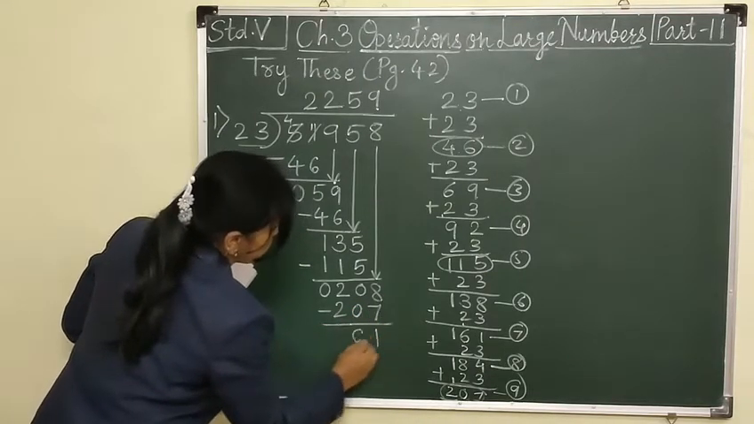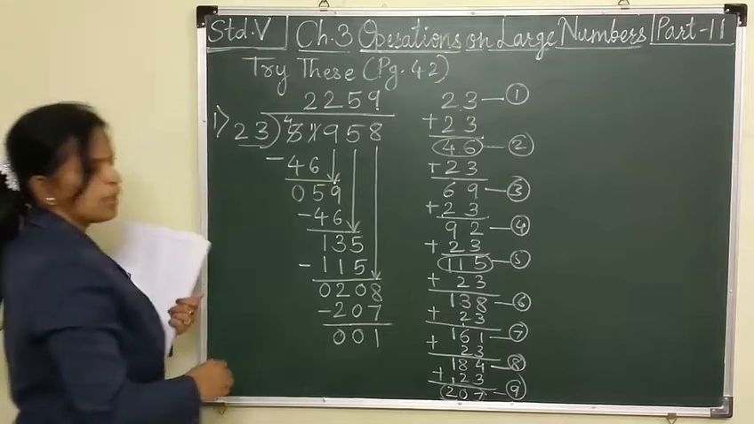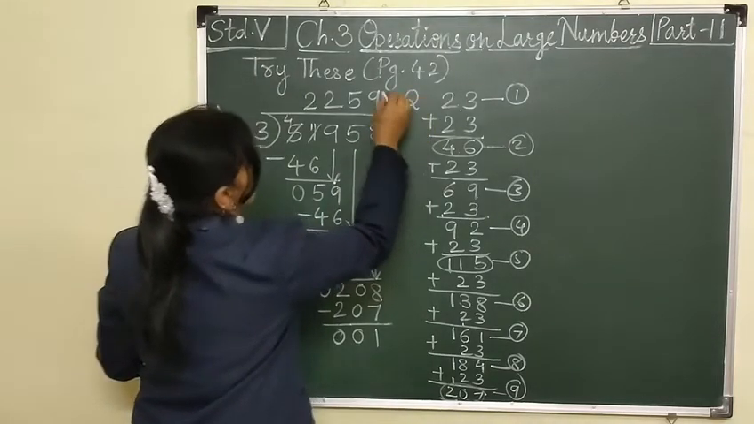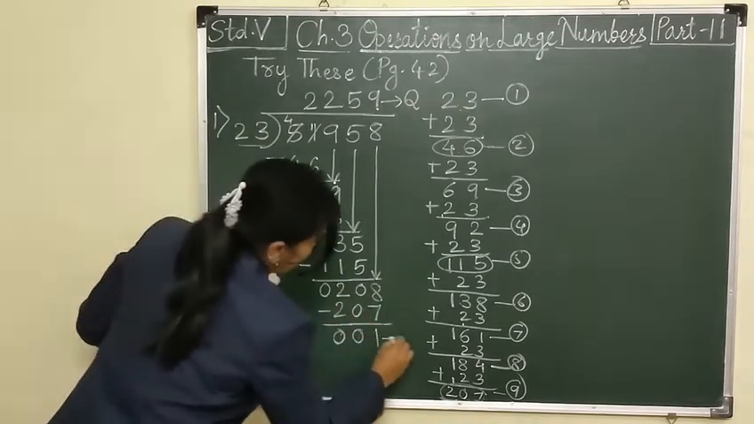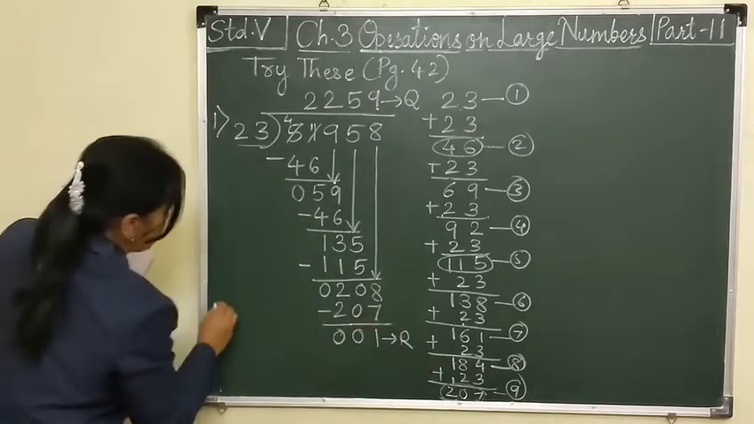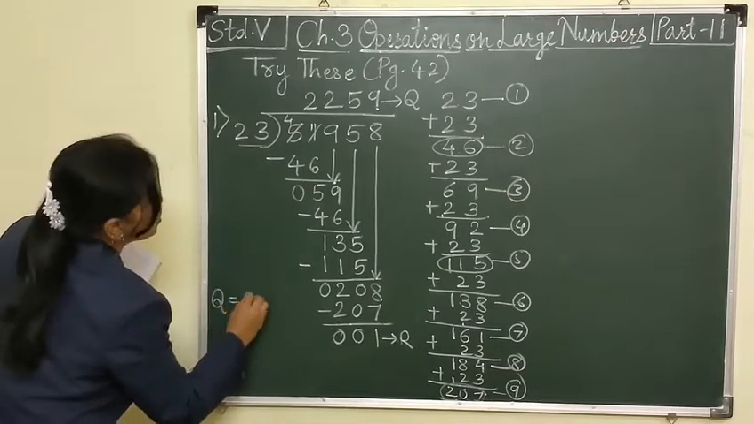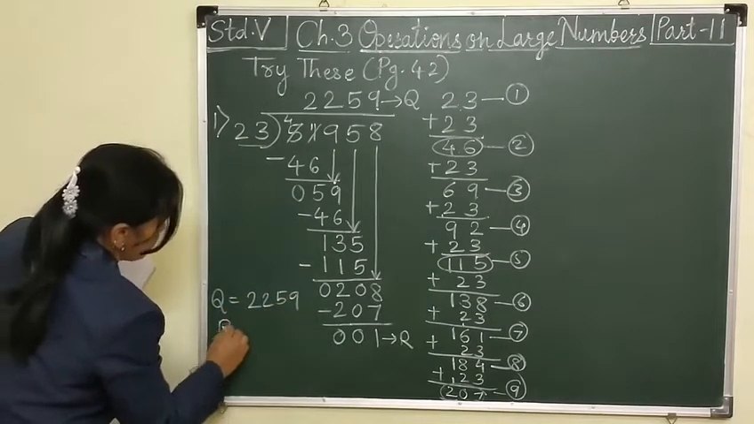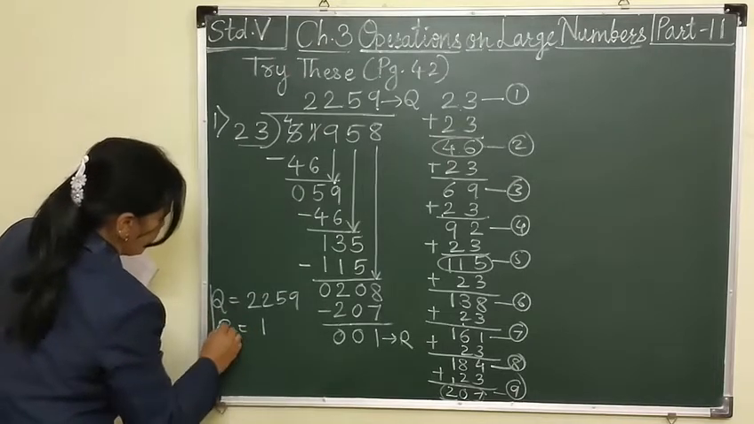8 minus 7, 1. 0 minus 0, 0. 2 minus 2, 0. So whatever we got up here, that is the quotient, and 1 is the remainder. Here we can write separately. Quotient is 2259 and remainder is equal to 1.